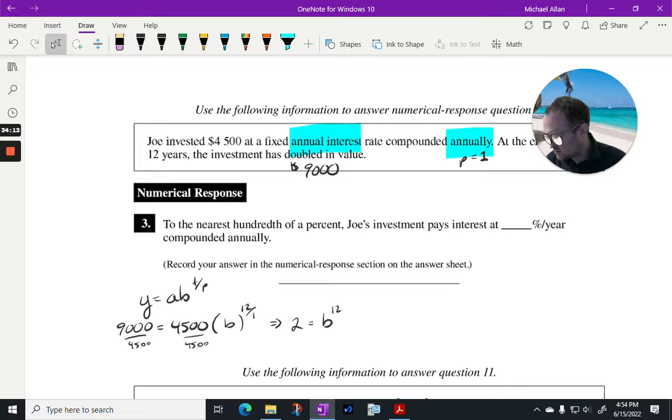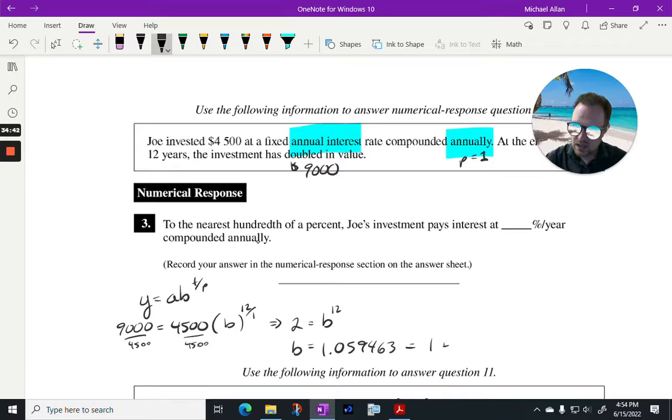2 to the power of 1 over 2. Okay. So if I do the 12th root or something along those lines, you're going to get 1.059463. Okay. Now that's not the answer. Because remember, when we calculate this stuff, when we do this annual interest stuff, we always go 1 plus our interest, right? That's what it ends up being.